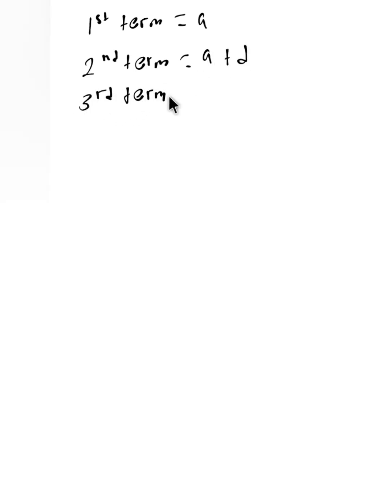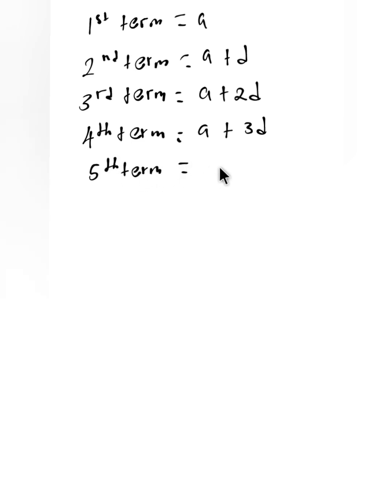The first term of an arithmetic progression is equal to a. The second term is equal to a plus the common difference. The third term is equal to a plus 2 times the common difference. The fourth term is equal to a plus 3 times the common difference. The fifth term is equal to a plus 4 times the common difference.